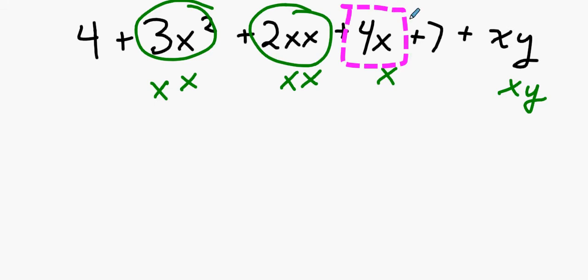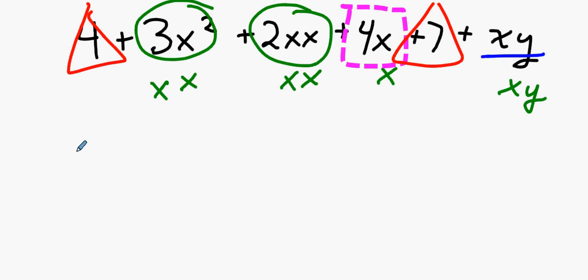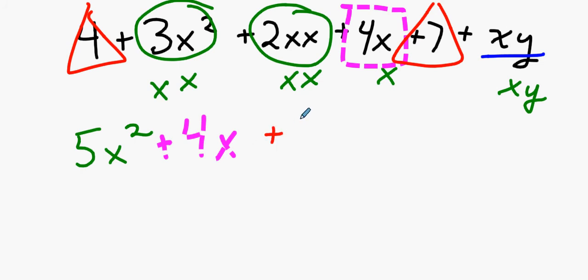Let's do a triangle over constants and just underline this guy over here. Now, put them together. Greens make 5xx or x squared. Pinkish colored, I still have my 4x, and it was a plus. Reds, constants, how many? 11, and of course, plus xy cannot be combined here. Why? Because of the y. That's a final reduced answer.